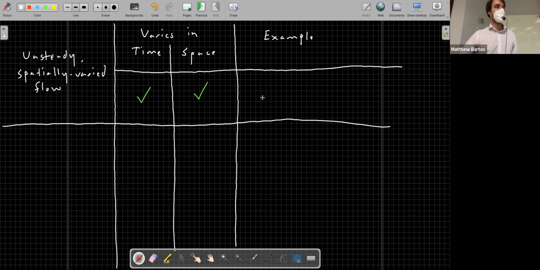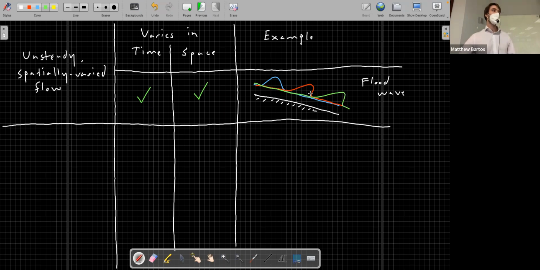I'll give an example here. Let's say we have a channel and a flood wave propagating through the channel. The flood wave will start off at some upstream point up here, and then over time it will move down the channel and it will vary both in space and in time. So if you're modeling a flood wave, you need to use the equations corresponding to unsteady spatially varied flow.